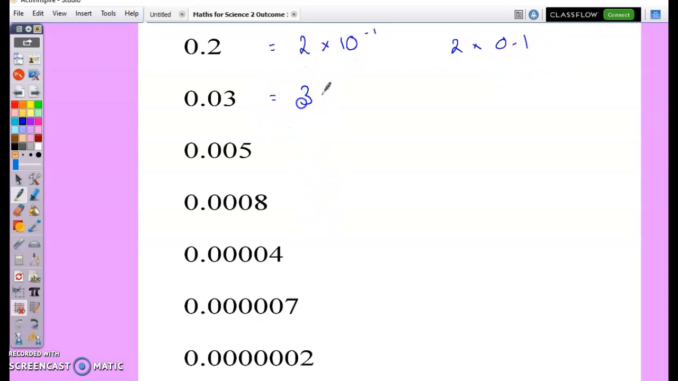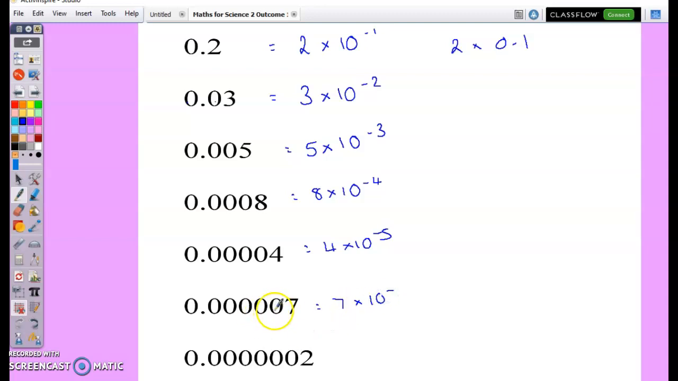So 0.03 will be 3 times 10 to the minus 2, because it's 3 divided by 10 2 times. Hopefully you're seeing the pattern now. So this will be 5 times 10 to the minus 3, 8 times 10 to the minus 4, 4 times 10 to the minus 5, 7 times 10 to the minus 6. And the last one, 2 times 10 to the power of minus 1, 2, 3, 4, 5, 6, 7. Okay.